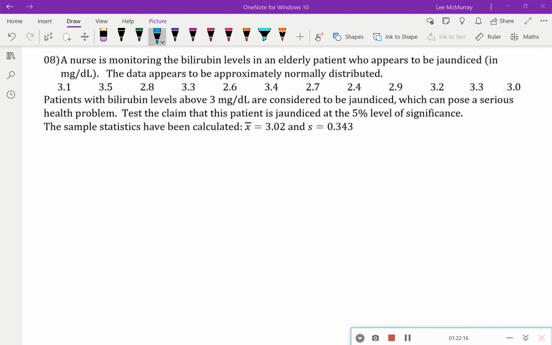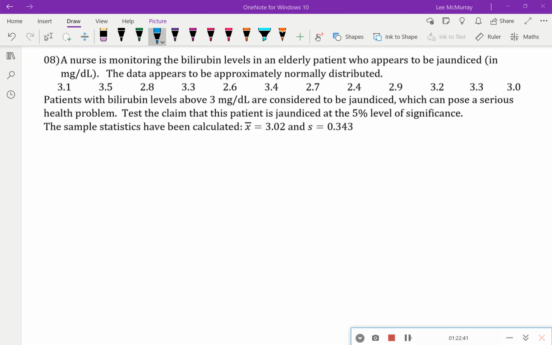Alrighty, last question. Last question of the year almost. Here we go, number 8. So last hypothesis test. Now we have a nurse monitoring the bilirubin, whatever the heck that is, levels in an elderly patient who appears to be jaundiced, in milligrams per deciliter. The data appears to be approximately normally distributed, and we have all of these readings.